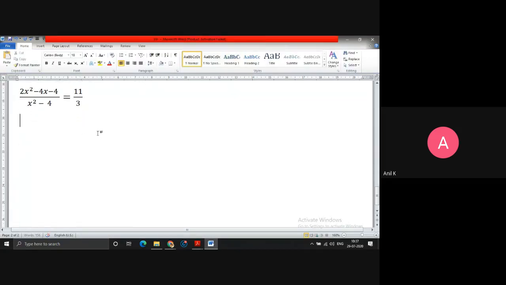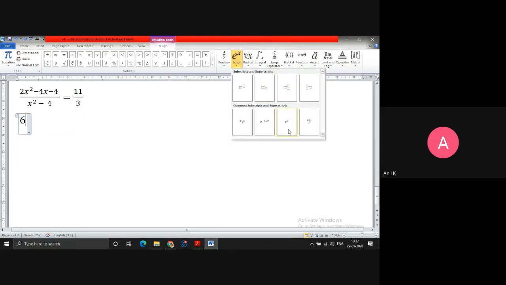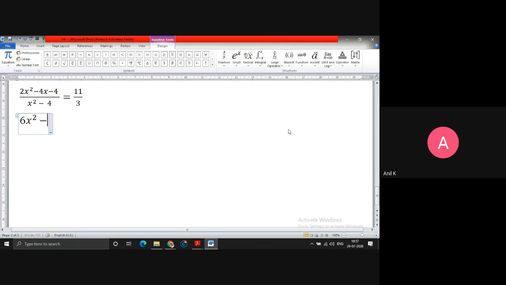Next step, what you do is cross multiplication of the terms. What is cross multiplication? This 3 multiplies with each and every term here, then 11 multiplies with each and every term here. So I am doing it directly. 3 into 2x square is going to be 6x square, minus 3 into 4x is 12x, minus 3 into 4 is 12, is equals to 11 into x square is 11x square, minus 11 into 4 is 44.